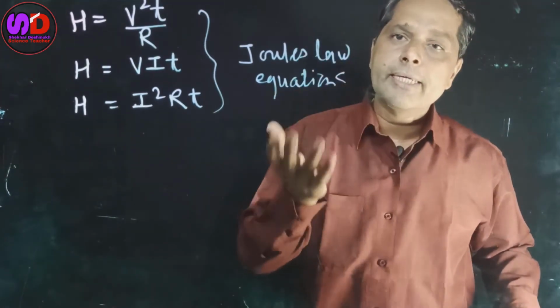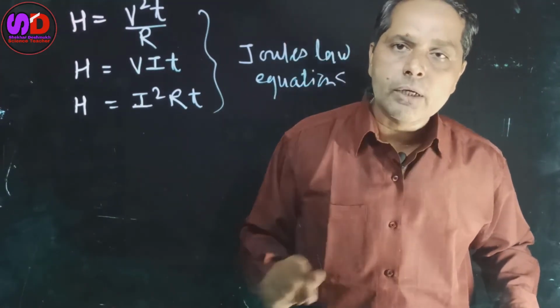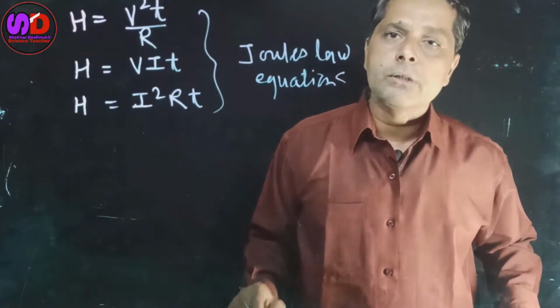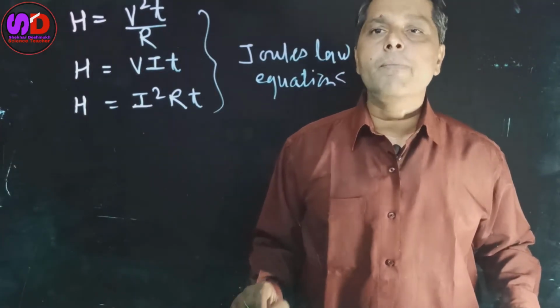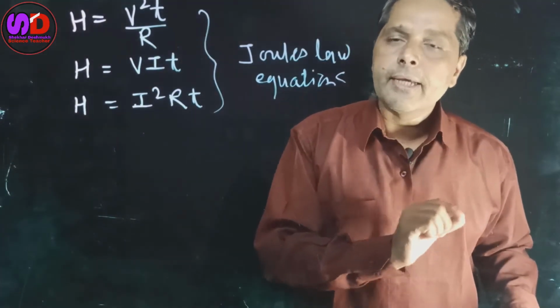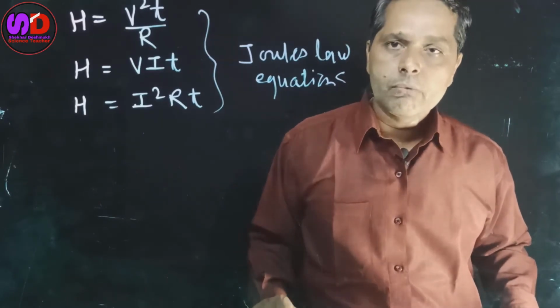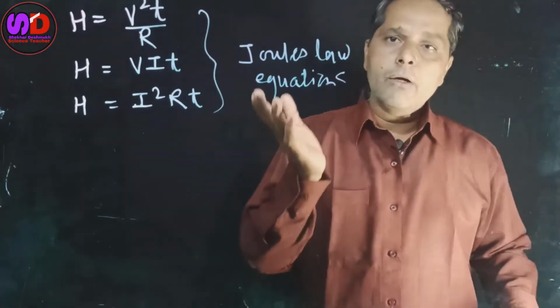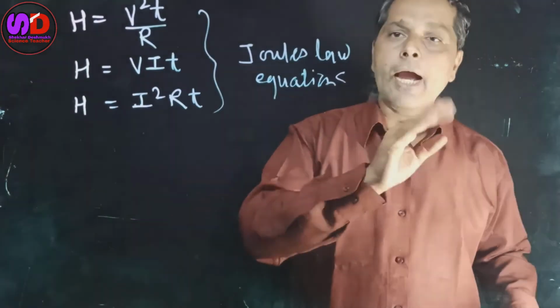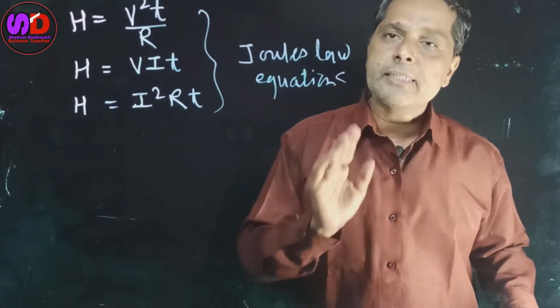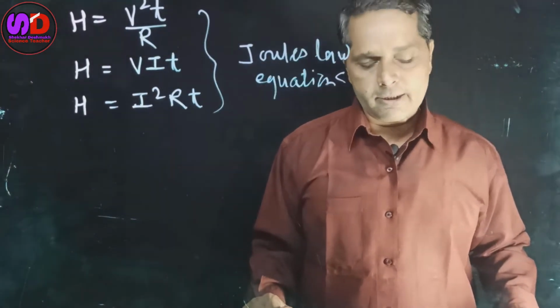And for an electric heater or geyser, or we can say electric cooker, the coil which is used is made up of a special type of alloy, that is nothing but nichrome, which is a good conductor, but it has very high resistivity, and therefore a large amount of heat is generated.